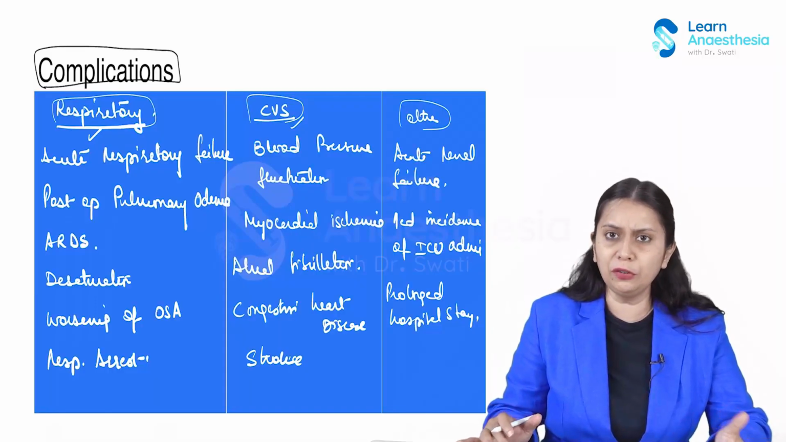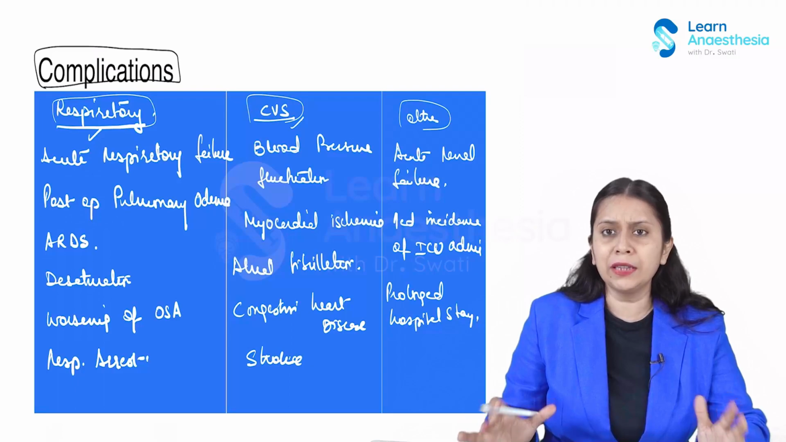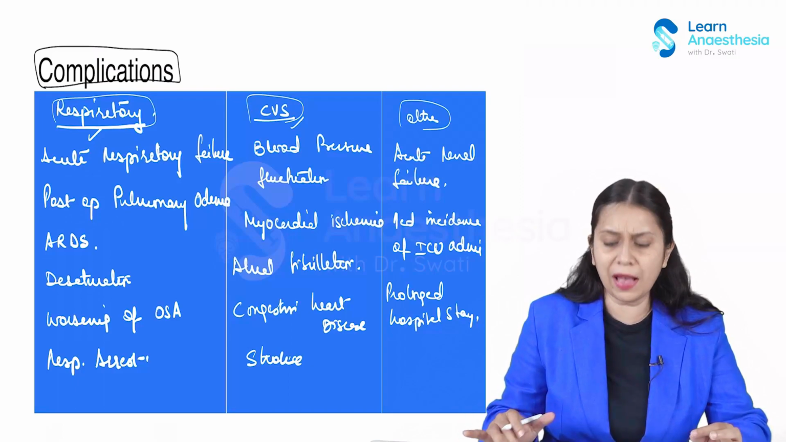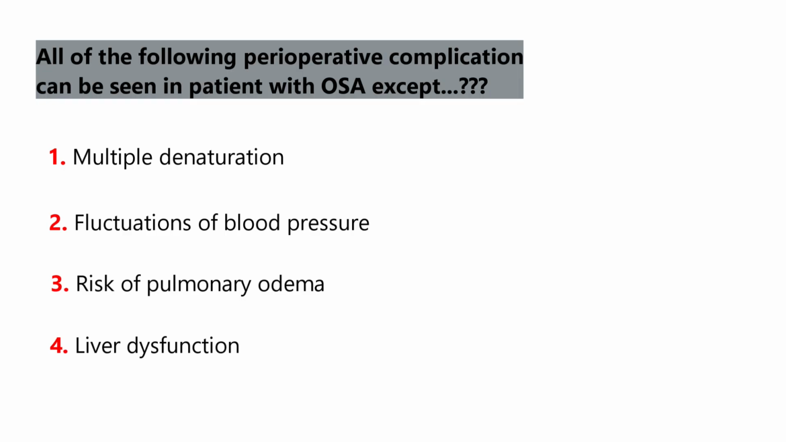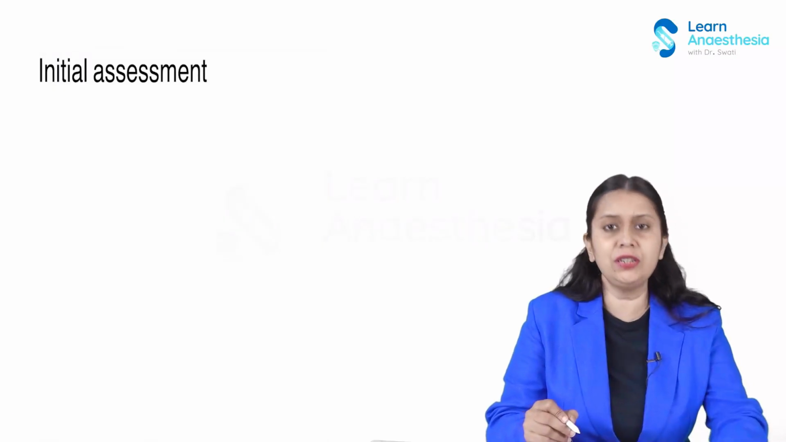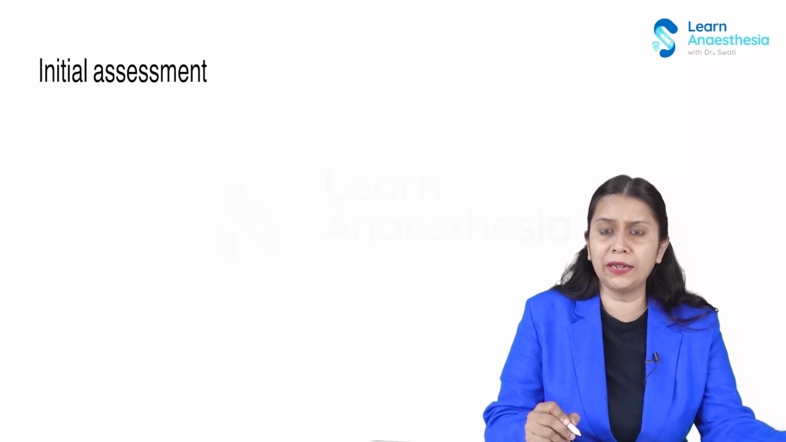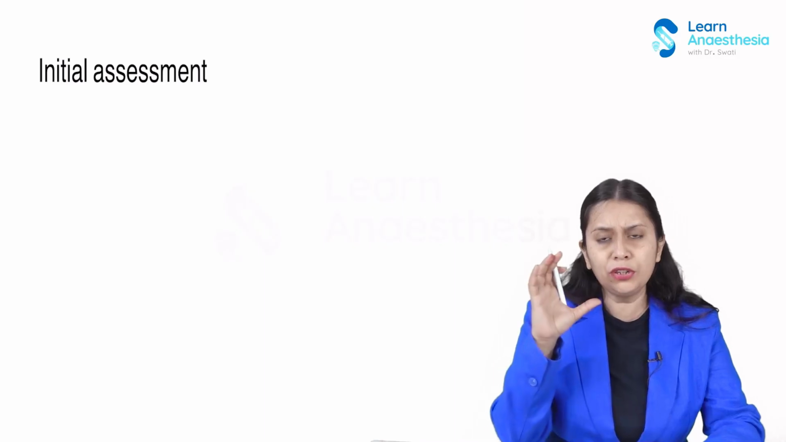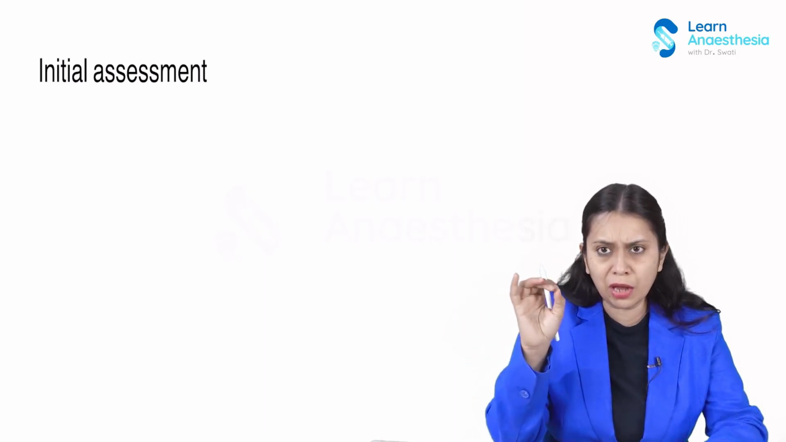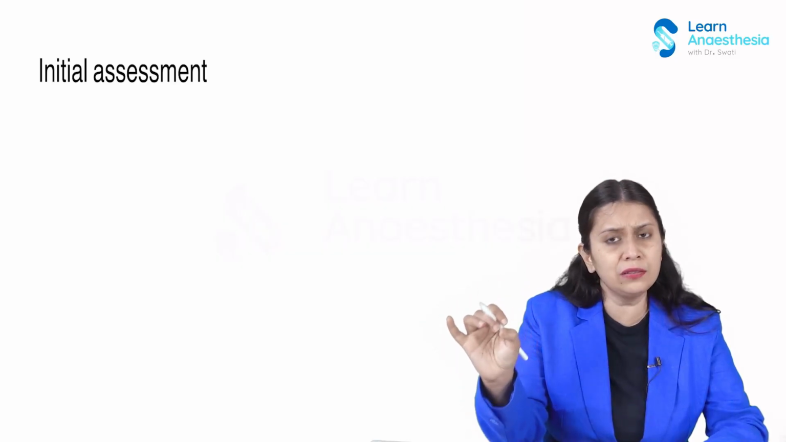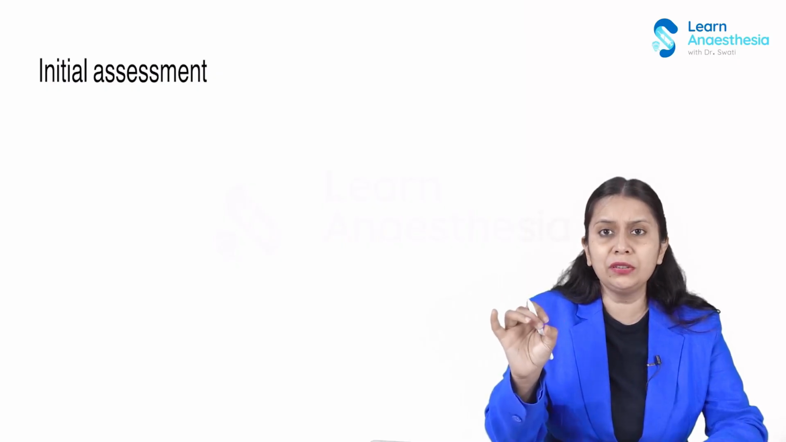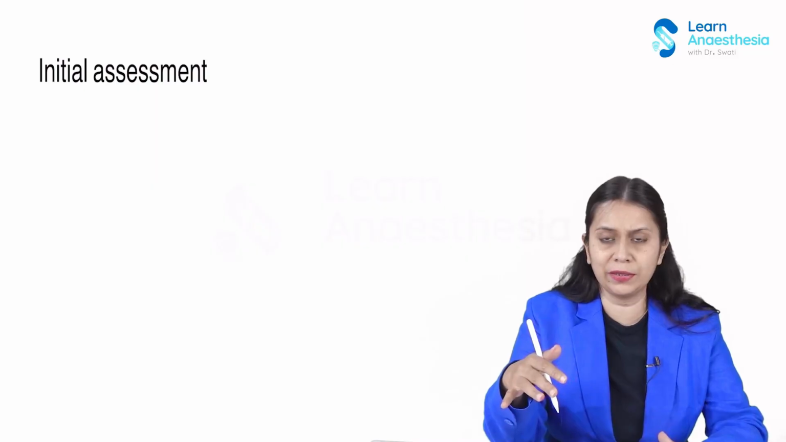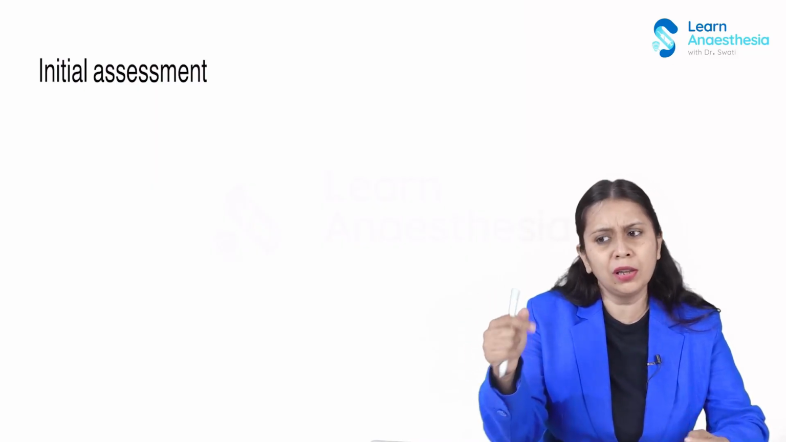So these are the complications that we have to look for. But there are strategies, there are ways, there are things which we can do to optimize and prevent these complications from happening. So when a patient comes to you, how do you assess? Most of the society nowadays recommend that when any patient comes to you for pre-anesthetic evaluation, even if they are not a diagnosed case of OSA, we should ask the sleep related questions. Specifically, we should ask the sleep related questions to identify the patient who has not been diagnosed with OSA and has OSA.